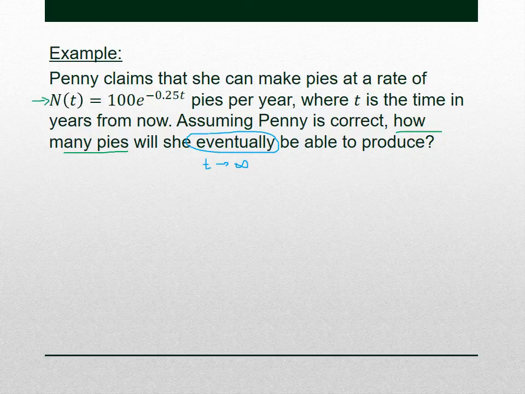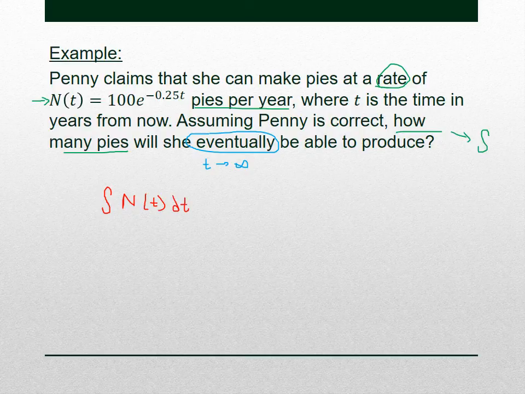The other thing we have going on here is we're asked how many pies. Right, so how do we figure out how many pies? Well, this function n of t gave us the pies per year. It was a rate. And so if we want to figure out how the number of pies has been accumulating, that should make us think that we want a definite integral. So putting all of that together, what do we get?